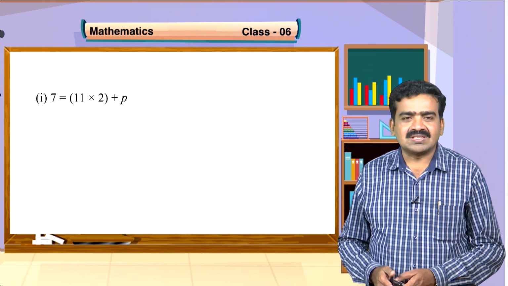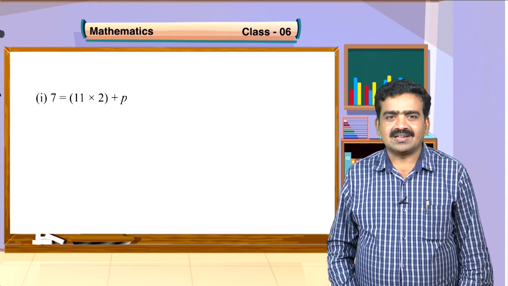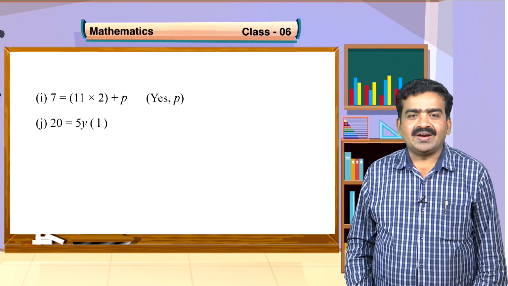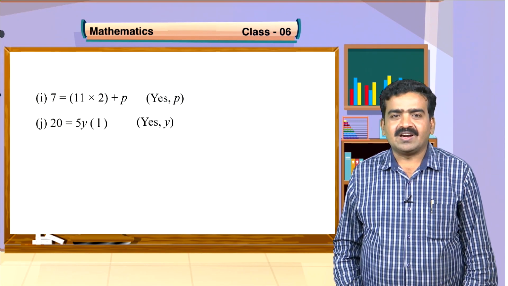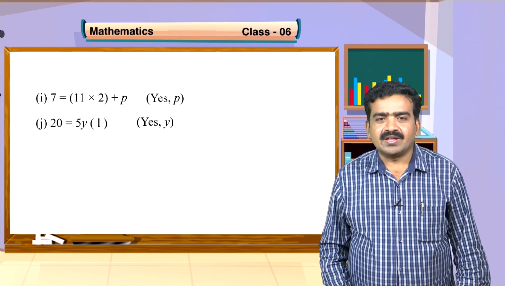There is one more question. 7 is equal to 11 into 2 plus p. Definitely it is an equation with variable p. 20 is equal to 5y into 1. Definitely it is an equation, because variable y is there.